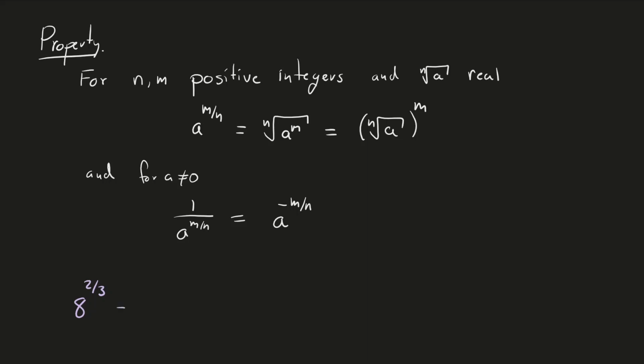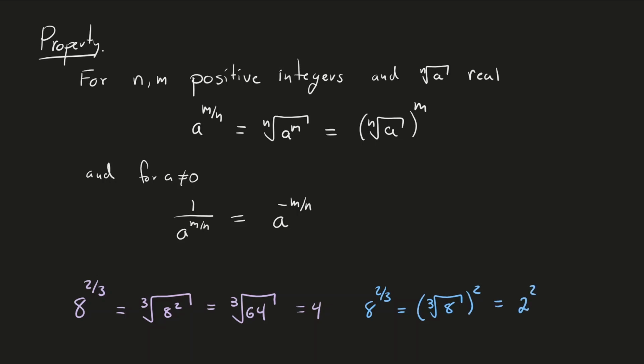So let's see here. If I do the first one first, this is equal to the cube root of 8 squared, which is equal to the cube root of 64. Well, that's not super nice. But we know, in fact, that is 4. But if we were to convert it the other way, say 8 to the 2 over 3 is equal to the cube root of 8, squared, well, the cube root of 8 is 2. That's rather nice. So that's 2 squared, which is equal to 4.